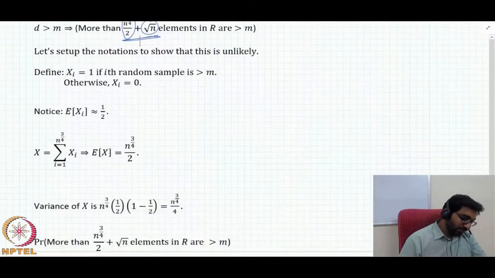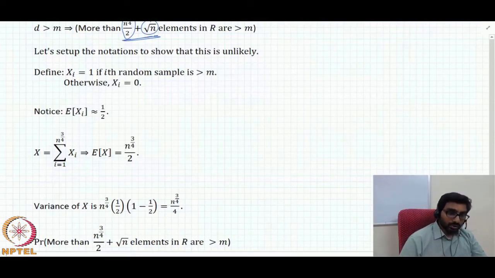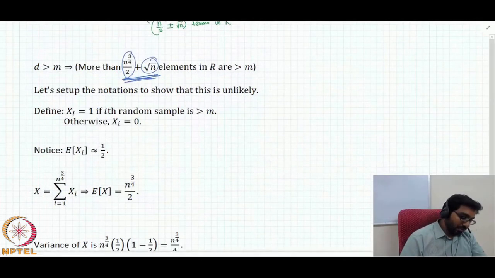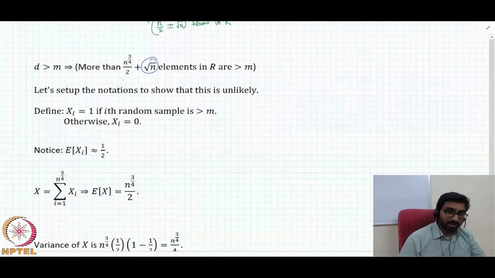So what we're going to do is define a Bernoulli random variable xi. It'll be a 1 if the ith random sample in the set R, obtained by sampling from the set S, is greater than M. Remember that's the bad event, where you have lots of items, in particular more than this many items larger than M. That's the bad event. So with that in mind, we're setting up the xi's in this manner.